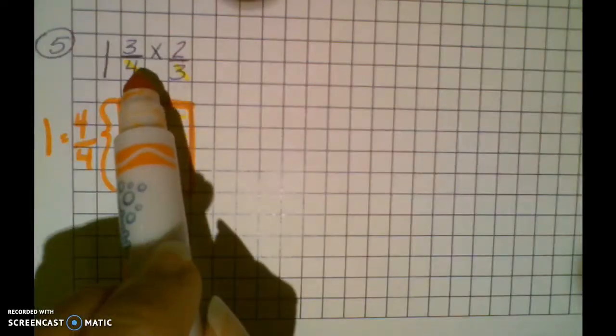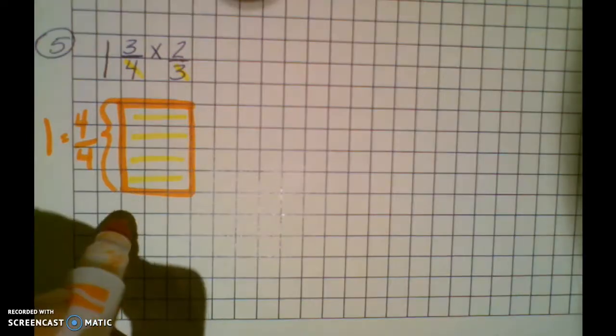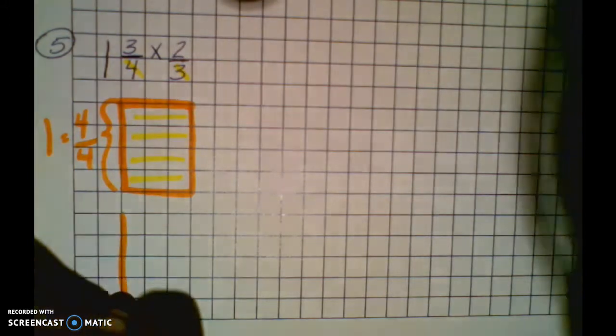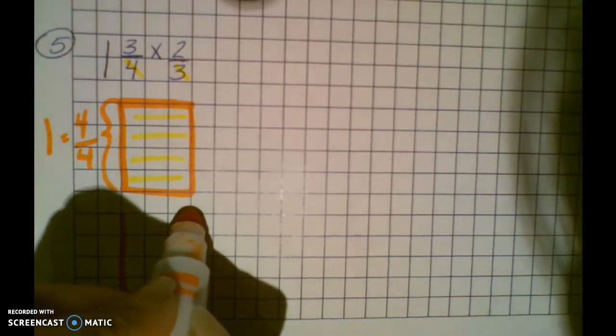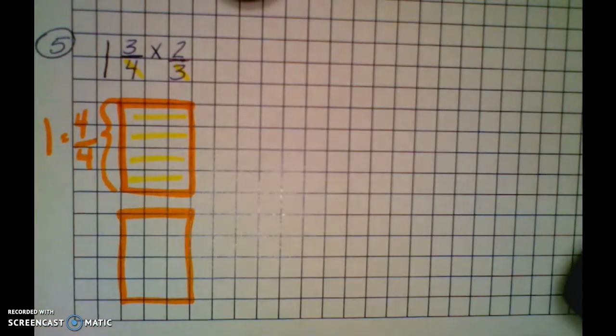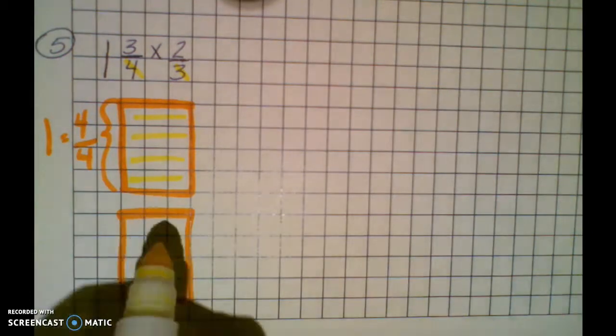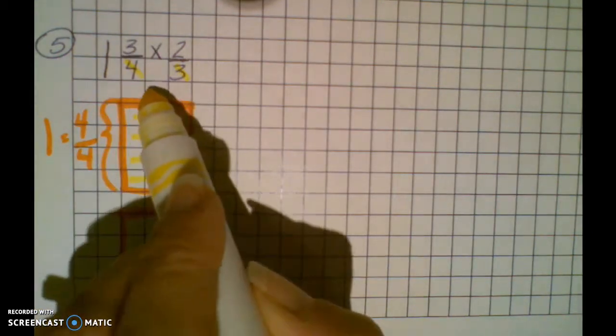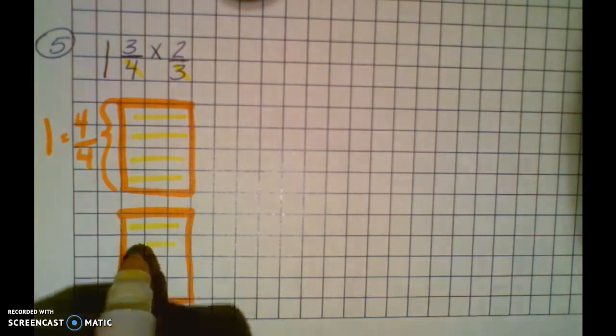And I still need 3/4 though. So what I need to do is create a second model. And this time, instead of taking all of it, I'm only going to take 3 out of 4 rows.